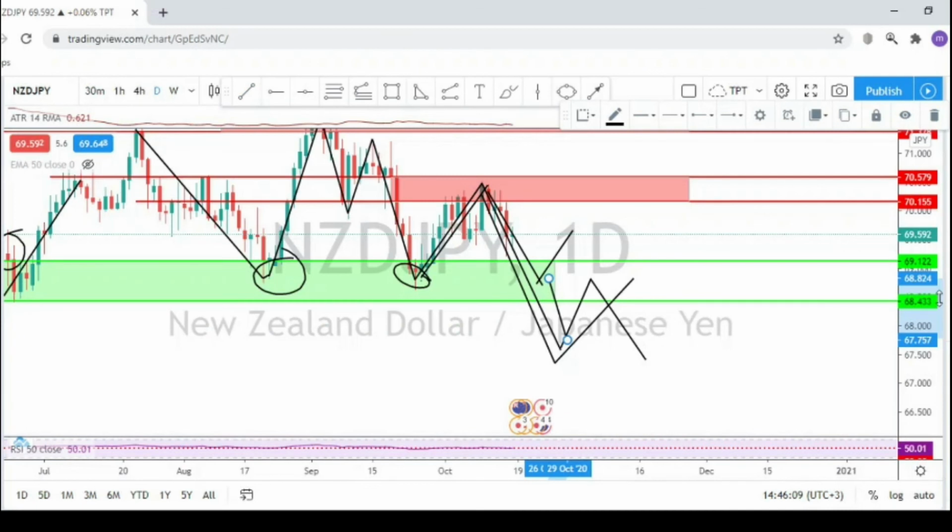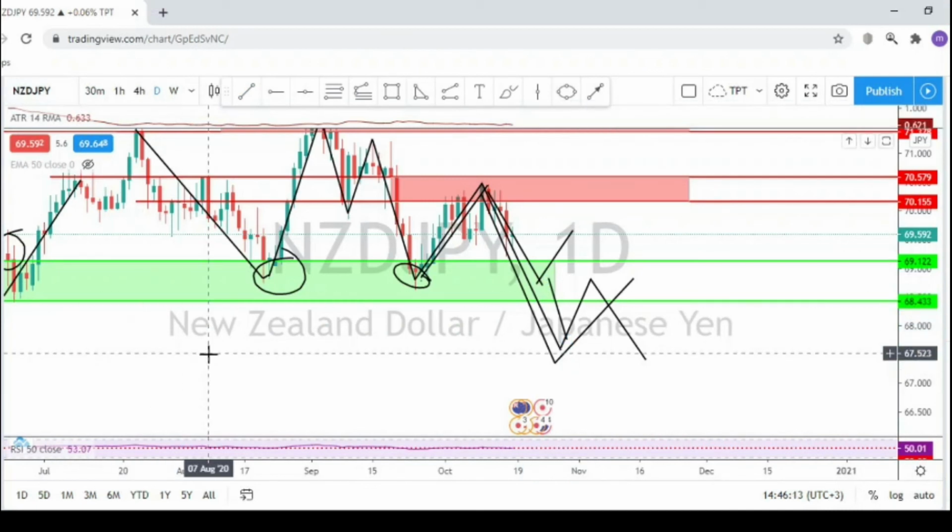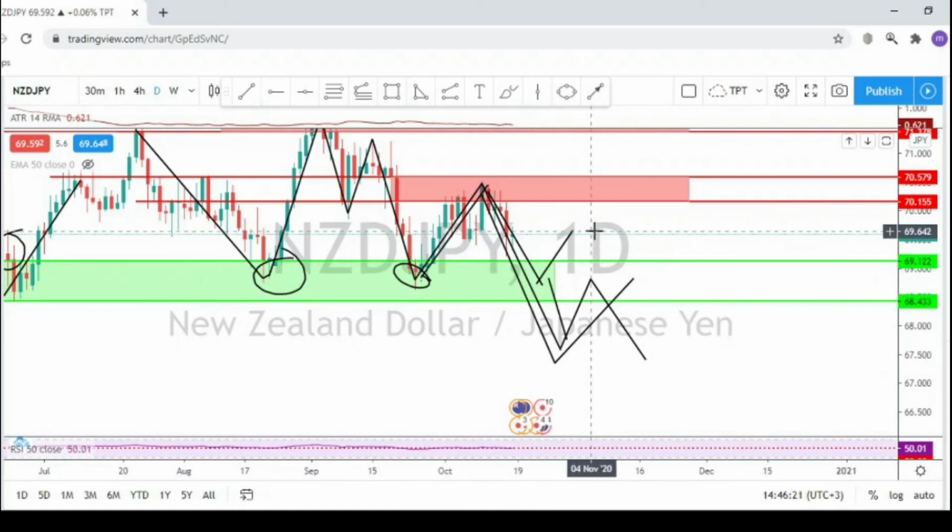The next is pound yen. New Zealand yen and pound yen, they have yen in common. So if one is a buy and the other one is a sell at a risk to reward ratio which is favorable, then you will lose one and win one trade, and at the end you will be profitable.